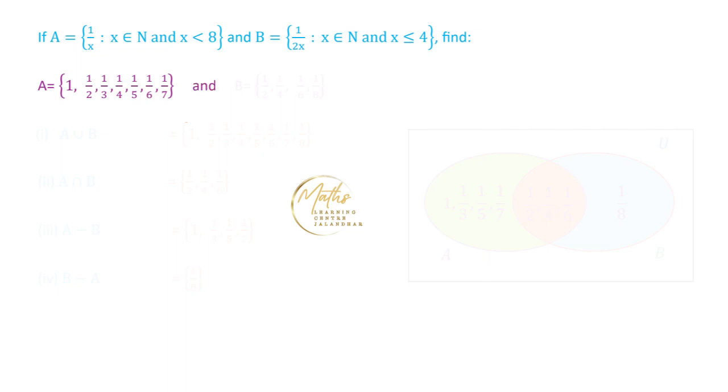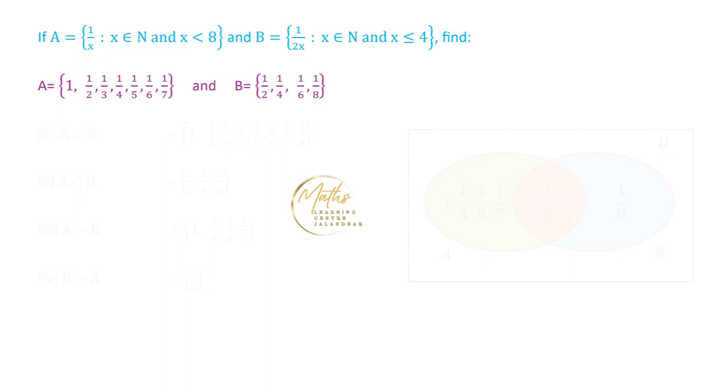And we are talking about the set B, it has the elements of the form 1 by 2x, where x is less than or equal to 4. First of all, we substitute x equal to 1, and we get the first element as 1 by 2. When we substitute x equal to 2, we get the second element, 1 by 4. When we substitute x equal to 3, we get 1 by 6. And when we substitute x equal to 4, we get 1 by 8.